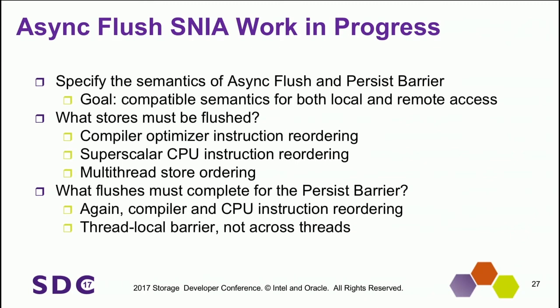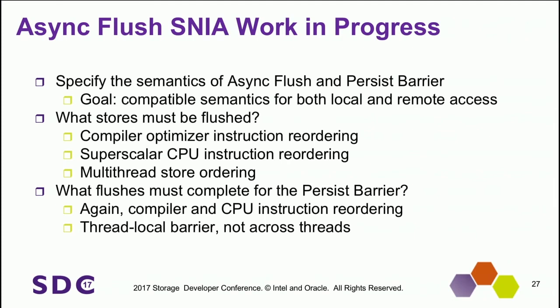So this has a number of aspects, right? The compiler optimizer can reorder instructions. It would be bad if the optimizer scheduled your store operation to happen after your flush, right? Kind of defeat the purpose. So we have to have compiler reordering barriers. Similarly, for the superscalar CPU pipeline, it does instruction reordering. We similarly have to have pipeline barriers to ensure that the stores don't get pushed past the flush.